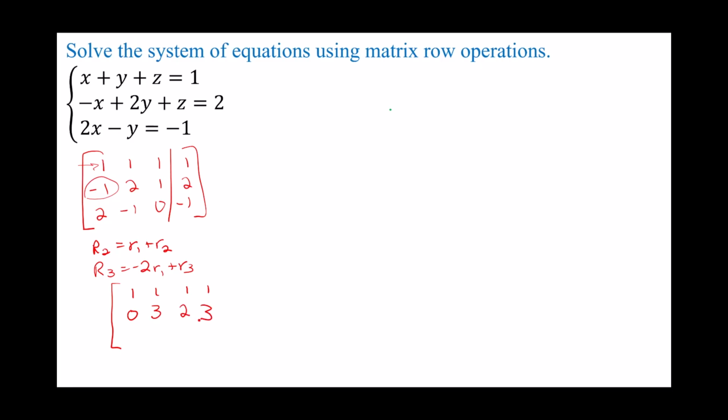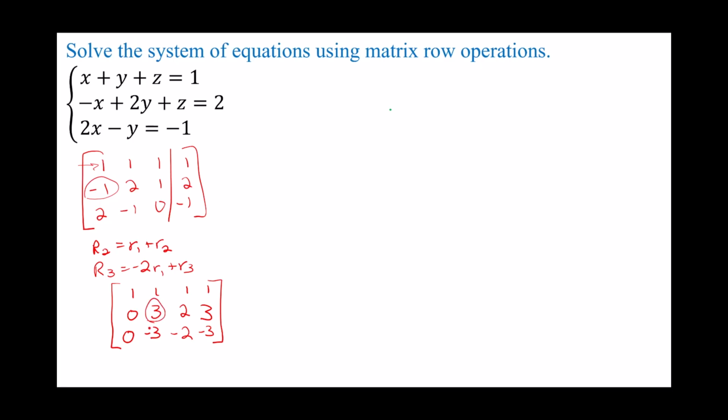Then for row 3, I'll do negative 2 row 1 plus row 3. So negative 2 times 1 plus 2 is 0. Negative 2 times 1 plus negative 1 is negative 3. Negative 2 times 1 plus 0 is negative 2. And negative 2 times 1 plus negative 1 is negative 3. Now the next thing we would need to do to put this in row echelon form would be to divide this middle row by 3, because we'd want to make this a 1.